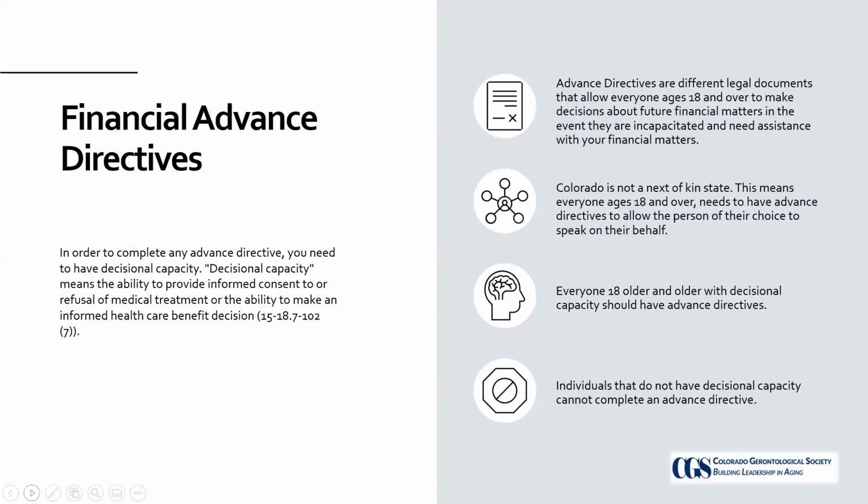So let's move on into financial advanced directives. So just like the medical advanced directives, in order to complete any of these documents that I'll be talking about, you need to have decisional capacity. The financial advanced directives are legal documents for individuals 18 and over. Once again, the same thing about next of kin applies to your finances. We're talking about everyone 18 and over, and anyone that doesn't have decisional capacity shouldn't be completing any advanced directives.